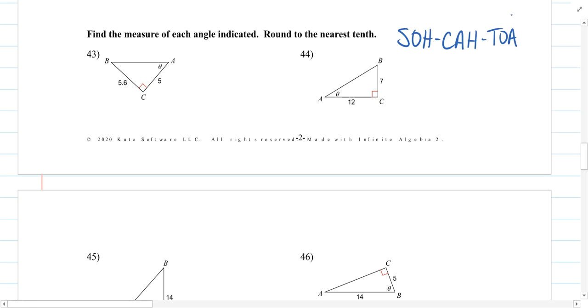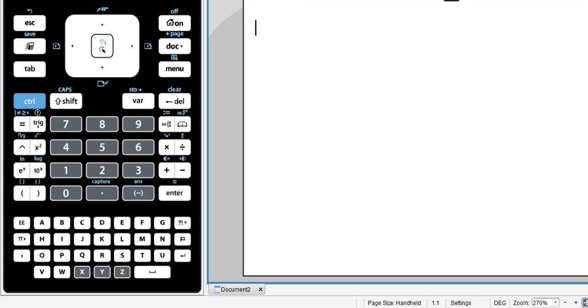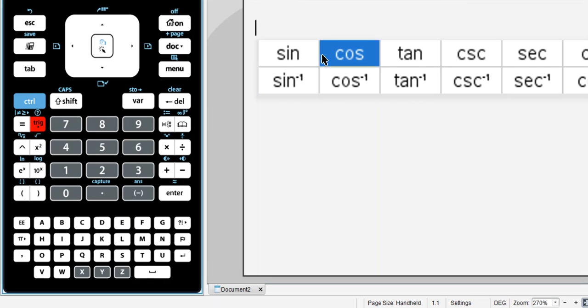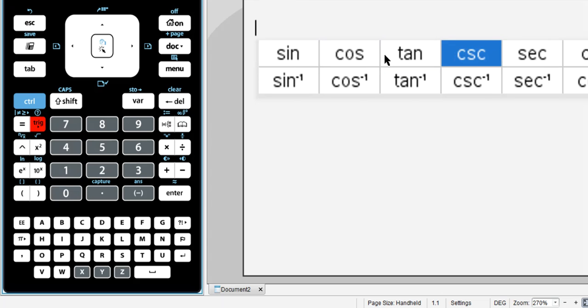And this phrase reminds us of which parts of a triangle must be present in order to use specific trigonometric functions. So the S letter stands for the phrase sine, C stands for cosine, and T stands for tangent. And so sine, cosine, and tangent are the names of the functions that we use on our calculator. So if you reach for your TI calculator, you can see sine, cosine, and tangent listed initially here.